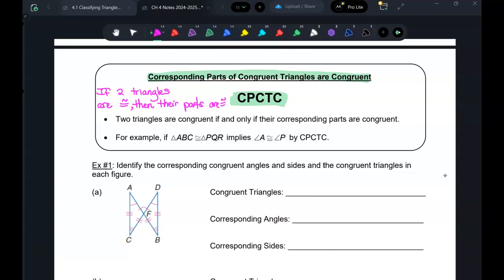So if two triangles are congruent, then their parts are congruent. We use an abbreviation because it could be a mouthful. So corresponding, here we go.